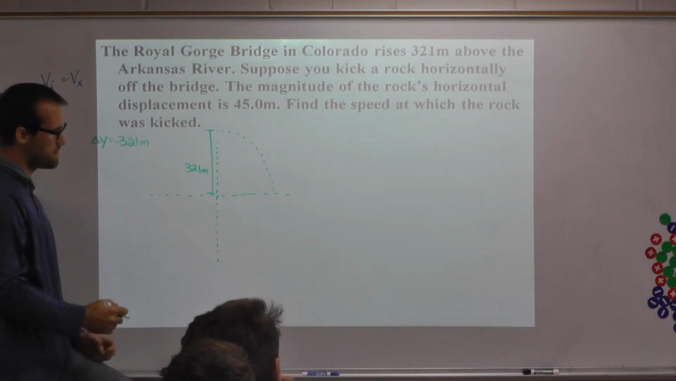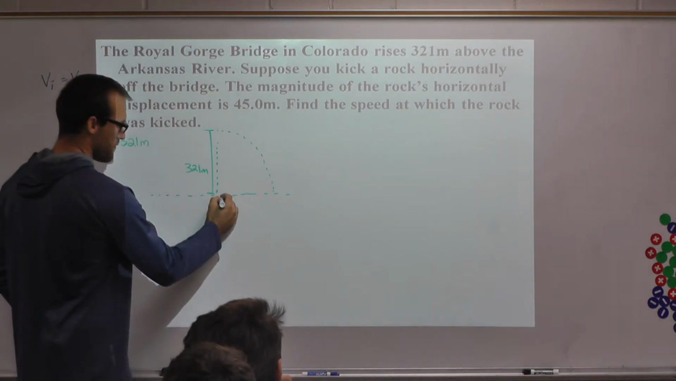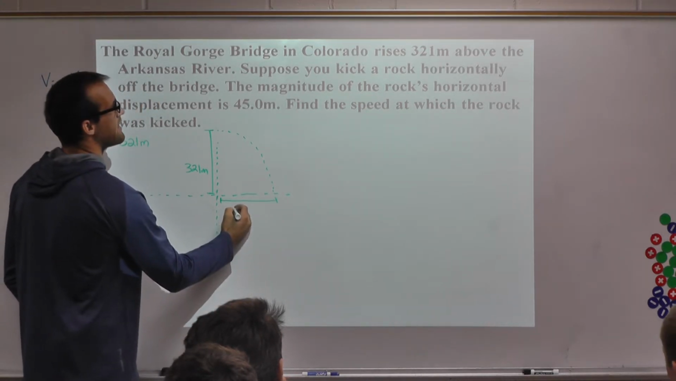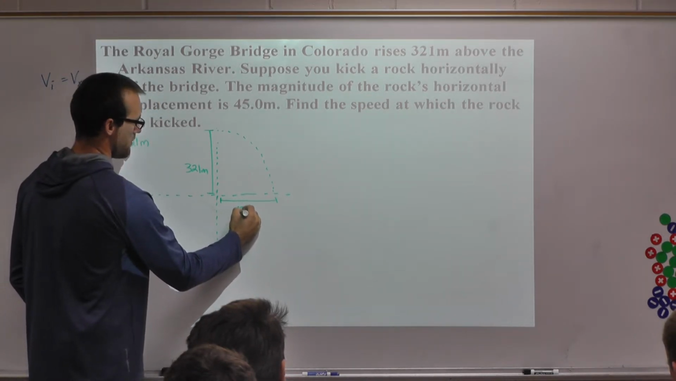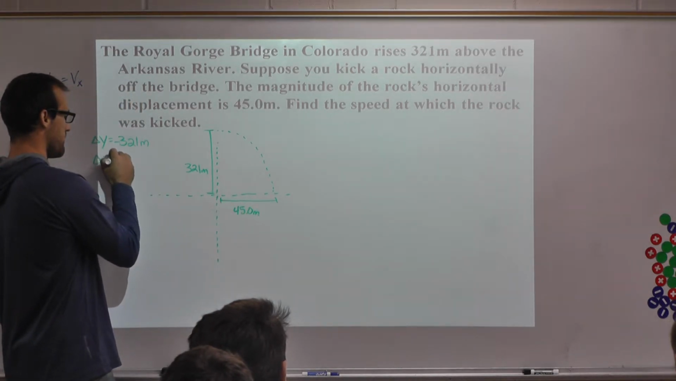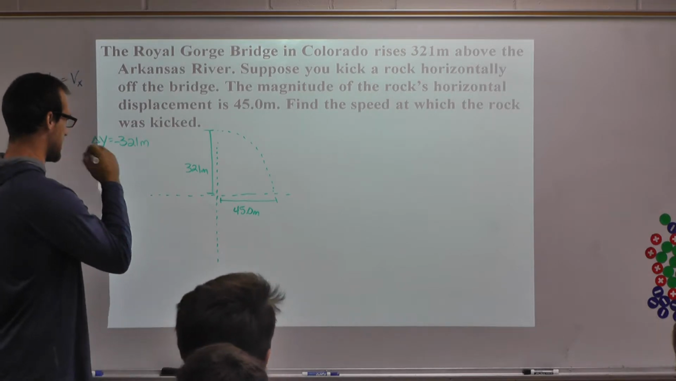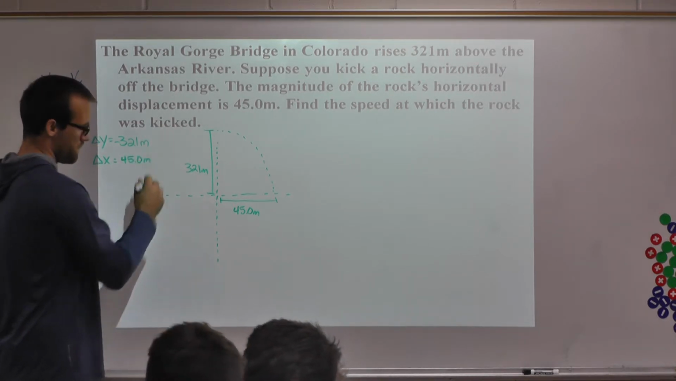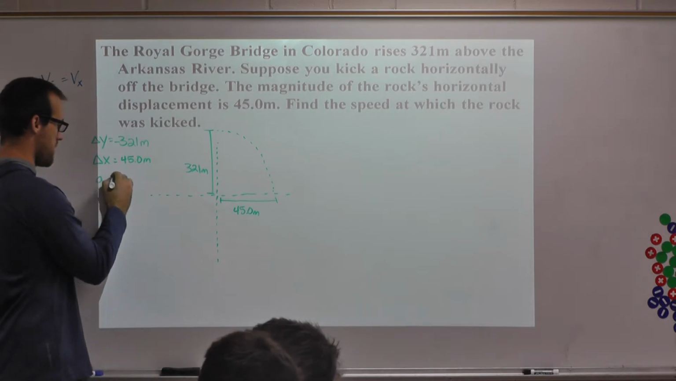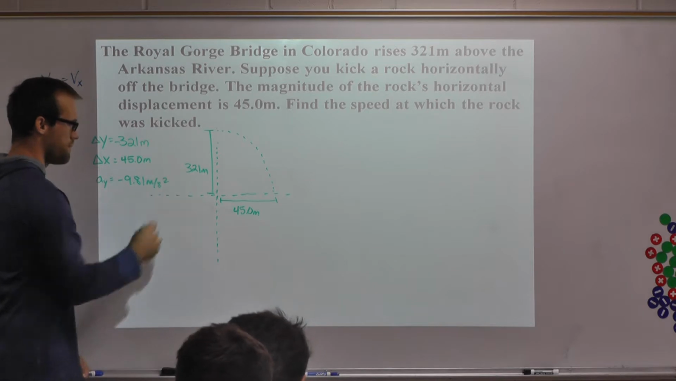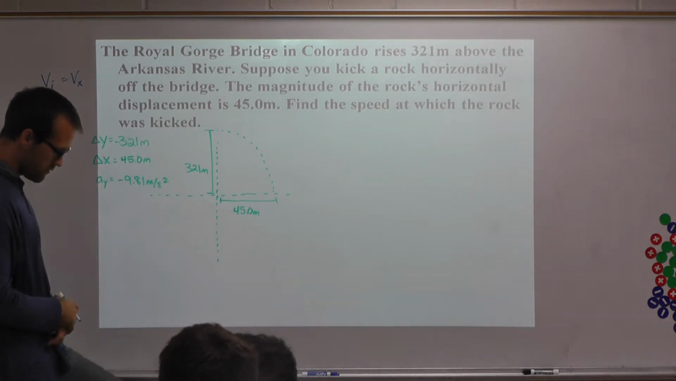What else did they give us? Horizontal. Change in x. They didn't give us any velocity things. That's positive. We know a_y, negative 9.81. And then something, 0, for v_iy.